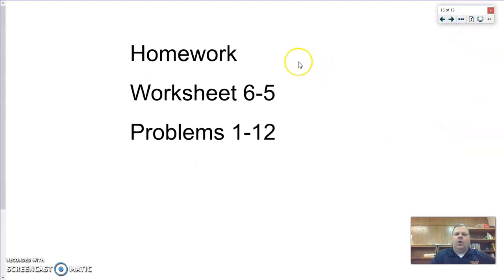Please pass out the homework, which is worksheet 6.5, problems 1 through 12. Students, you have the rest of class to work on this homework. Please show me the steps that you set it up as. How much was the change over how much was the original? And don't forget to include either an arrow up or the word increase, or an arrow down and the word decrease. These will be due on Wednesday.